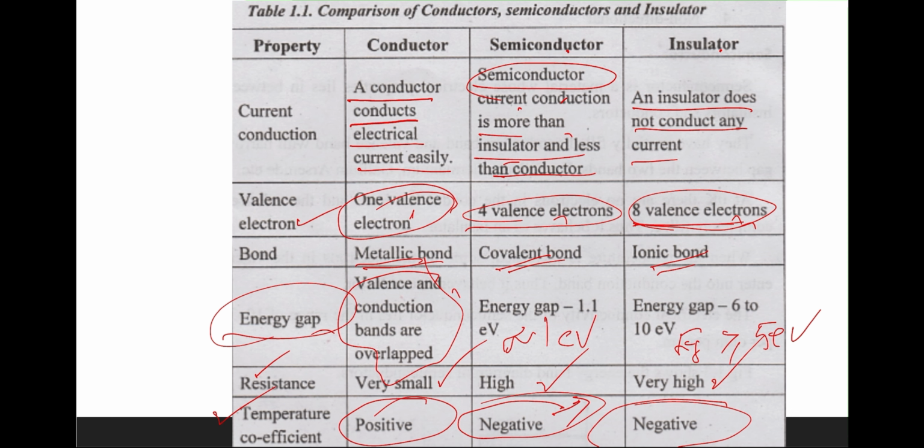Usually in the MCQs, this will be an important question, that the temperature coefficient of resistance of semiconductor is negative. Sometimes they will also ask the number of valence electrons in semiconductors, which is 4. Also, mostly they ask the energy gap in semiconductors, that is approximately equal to 1 electron volt. Okay, this is an important chart.